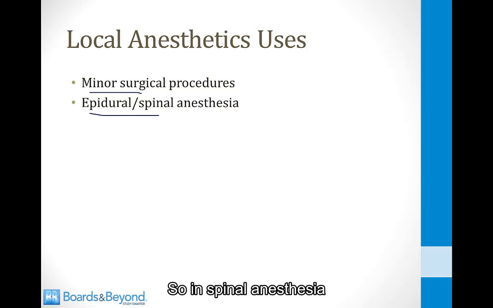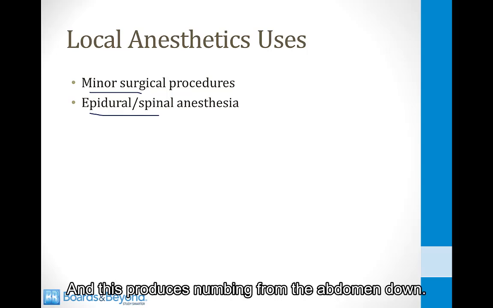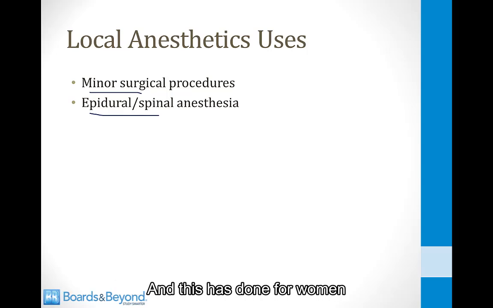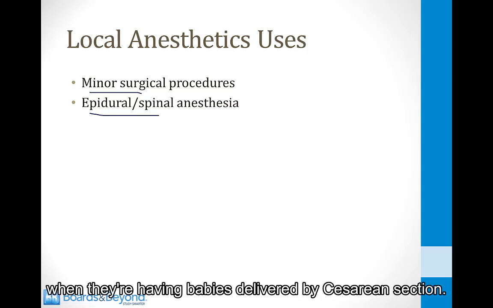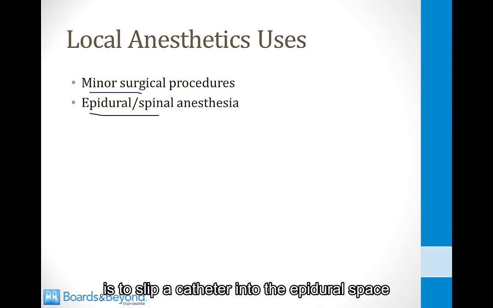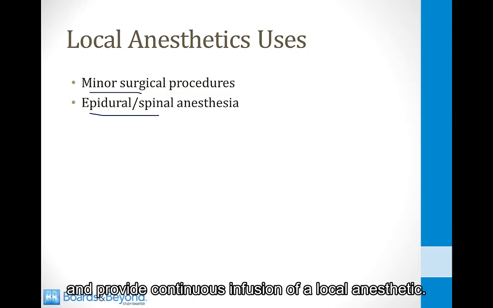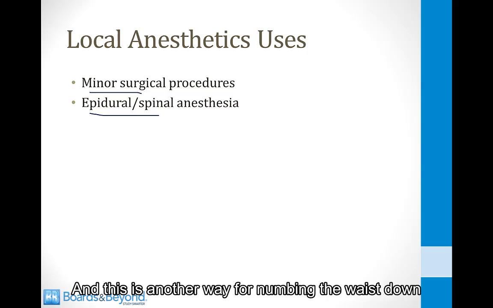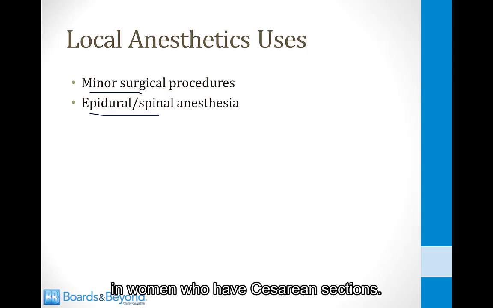So in spinal anesthesia, a needle is inserted into the spinal canal and a local anesthetic is injected, and this produces numbing from the abdomen down, and this is done for women when they're having babies delivered by cesarean section. A similar and somewhat related procedure is to slip a catheter into the epidural space and provide continuous infusion of a local anesthetic, and this is another way for numbing the waist down in women who have cesarean sections.